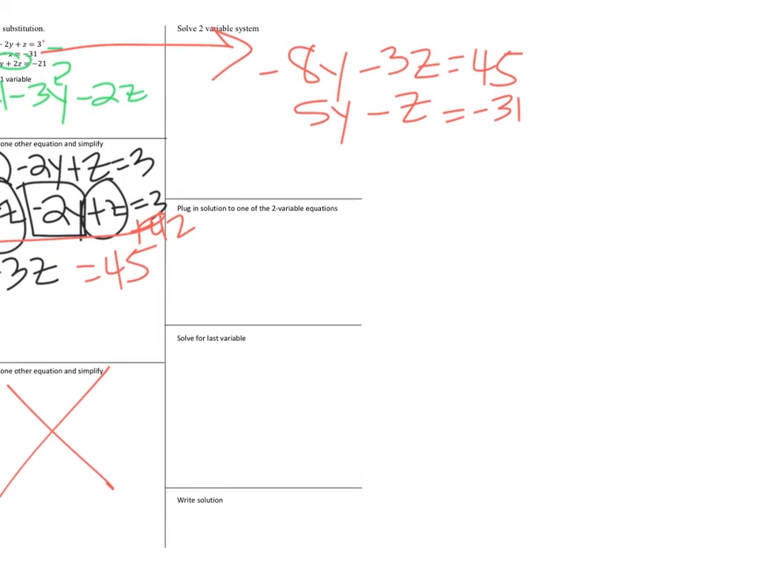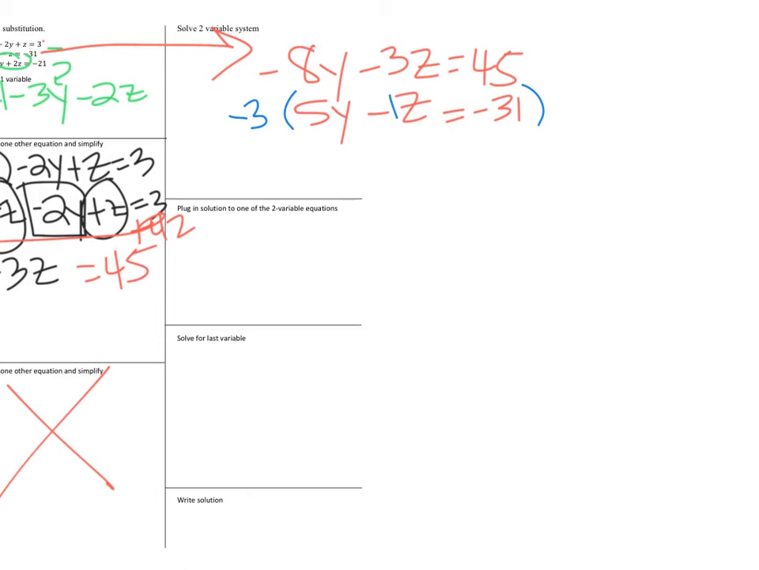All right. So let's keep going. I'm going to use elimination this time. And I'm noticing that I have a negative 1z here. I can easily make that into a positive 3 so that my z's will cancel. So I'm going to multiply by negative 3.